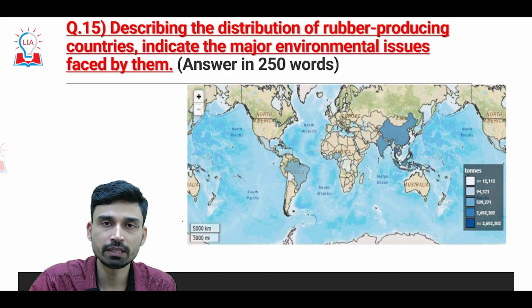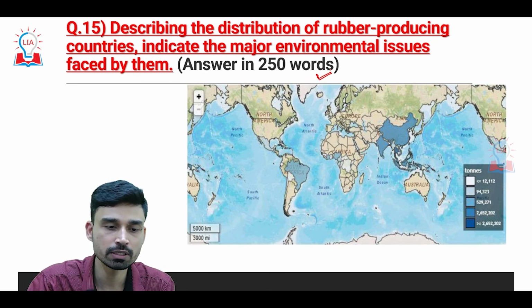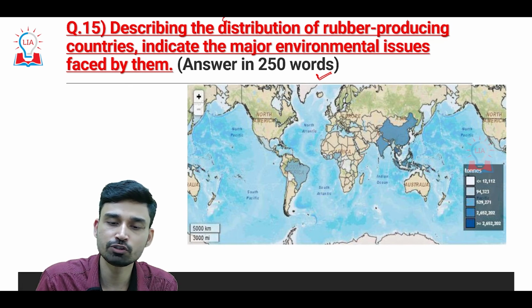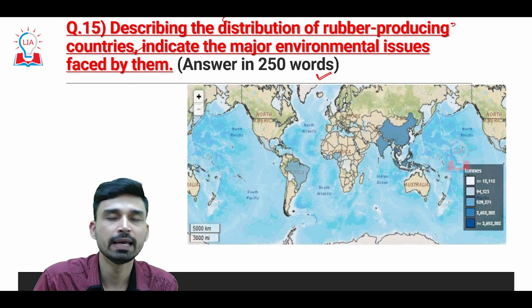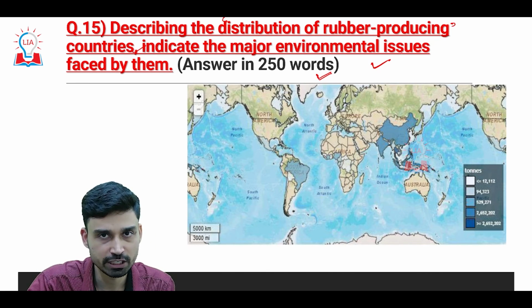Then coming to the 15th question, which is again a 15-mark question, which you have to write within 250 words. Here you have to basically describe the distribution of rubber producing countries, and after that you have to indicate the major environmental issues being faced by them.